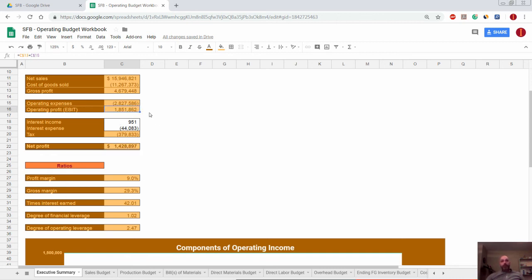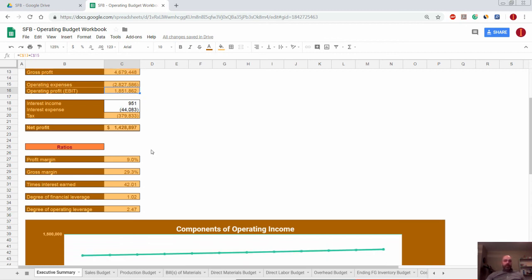The converse is true. Nobody wants a 10% drop in sales, but particularly this company wouldn't, because of its degree of operating leverage. So a 10% drop in sales is going to equal a 24.7% drop in operating profit. Boom, that hurts. That's a quarter of your operating profit gone.